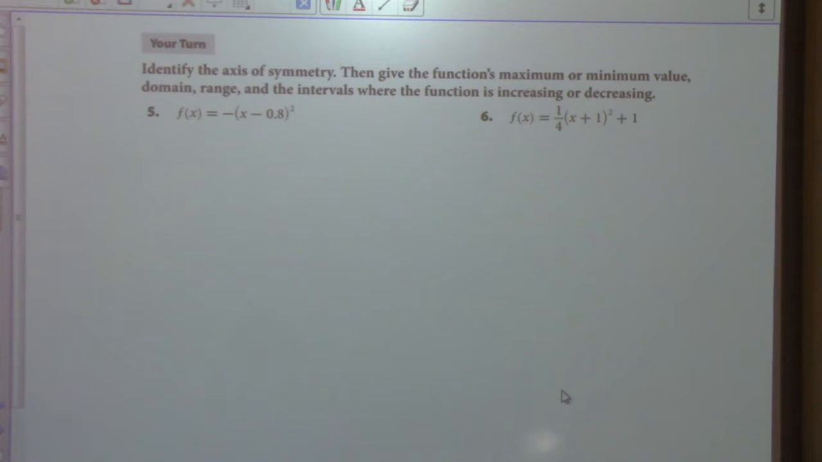All right, so now we're to where we left off yesterday, and we're going to use what we talked about yesterday to work out these things here. Identify the axis of symmetry, then give the function's maximum or minimum value, domain, range, and intervals where the function is increasing or decreasing. I don't know if you want me to help you through this, or if you just want to tell me. Why don't you tell me if you can? For problem 5, what is our axis of symmetry? I'll call it AOS.